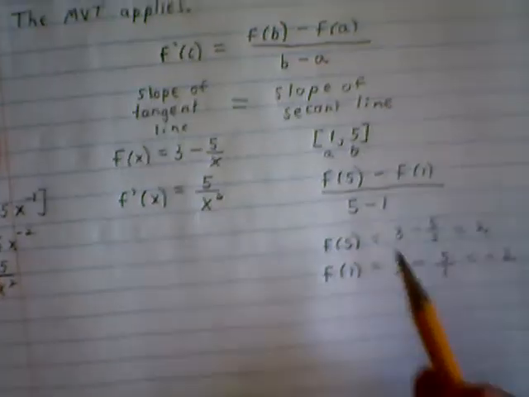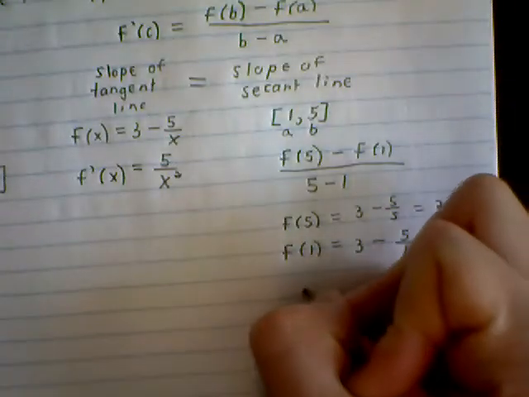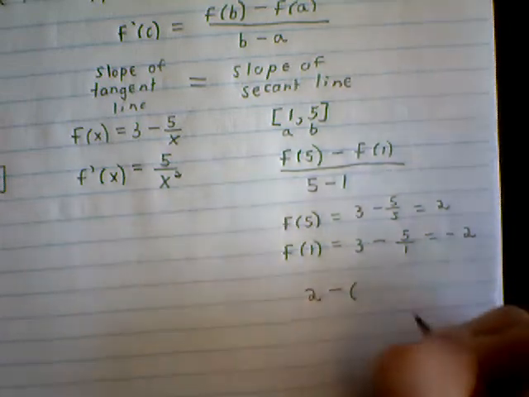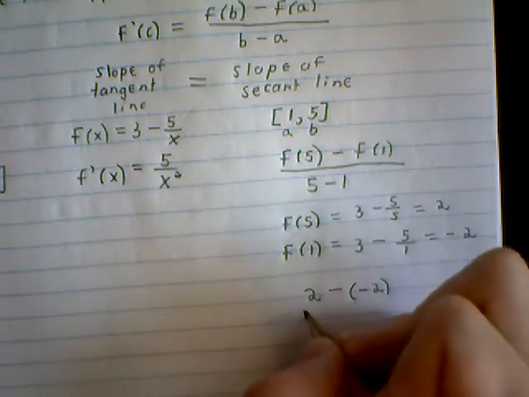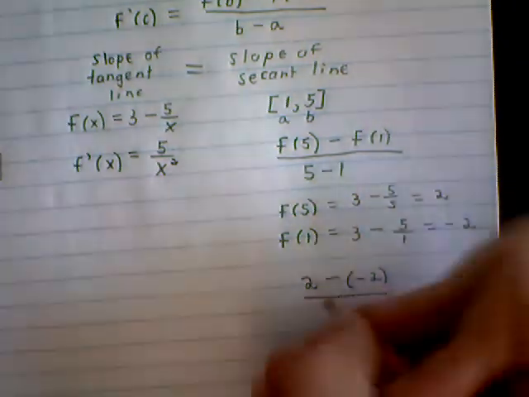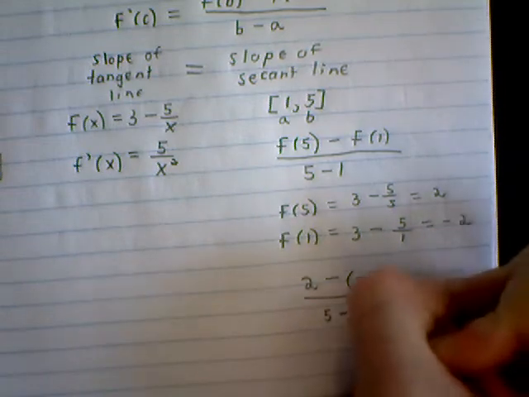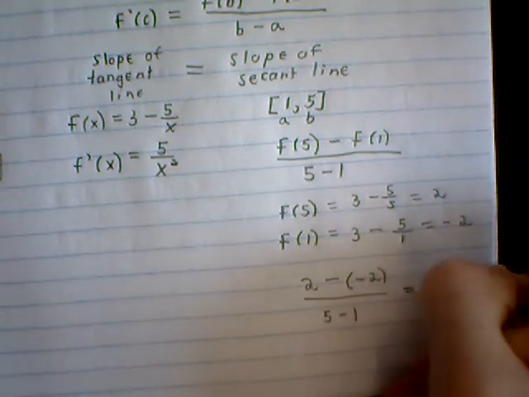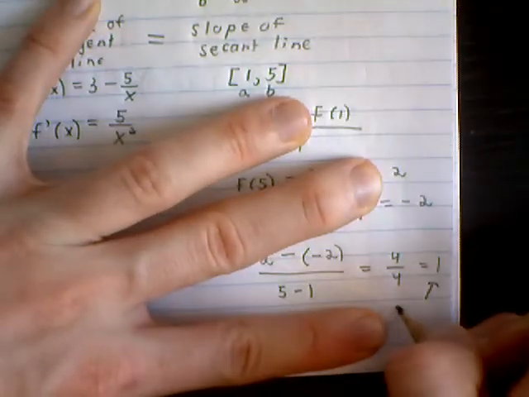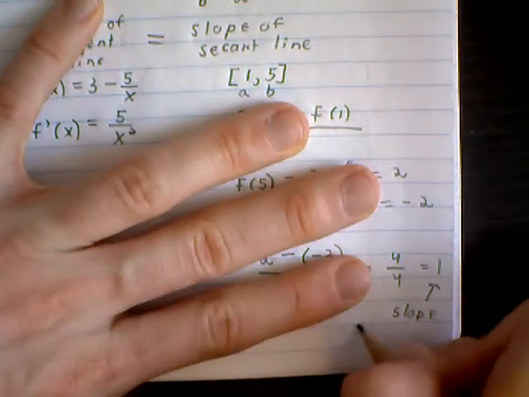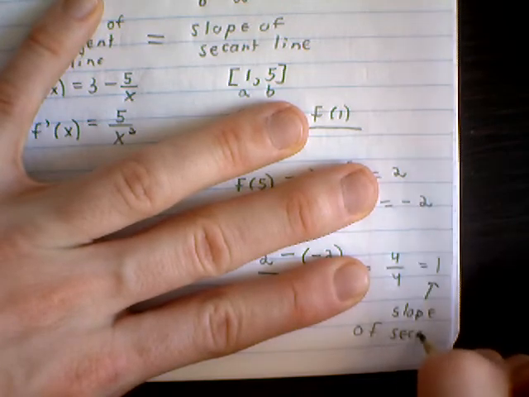So now I can just plug in my values. I'm going to have f of 5 is 2 minus f of 1 is negative 2 all over 5 minus 1 gives me 4 over 4, which is 1. So the slope of my secant line is 1. The secant line through the endpoints.